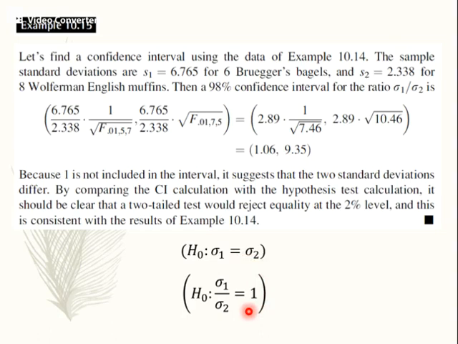So remember, if your null value is in the rejection region, then you do not reject. In this case, the null value is going to be 1. So it's always going to be 1 for equal variances or equal standard deviations. If you look at this confidence interval, 1 is not in the interval. Therefore, it suggests that the two standard deviations differ.